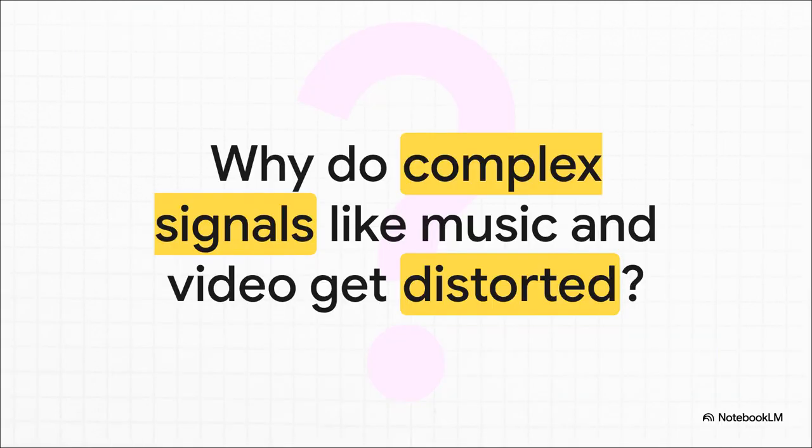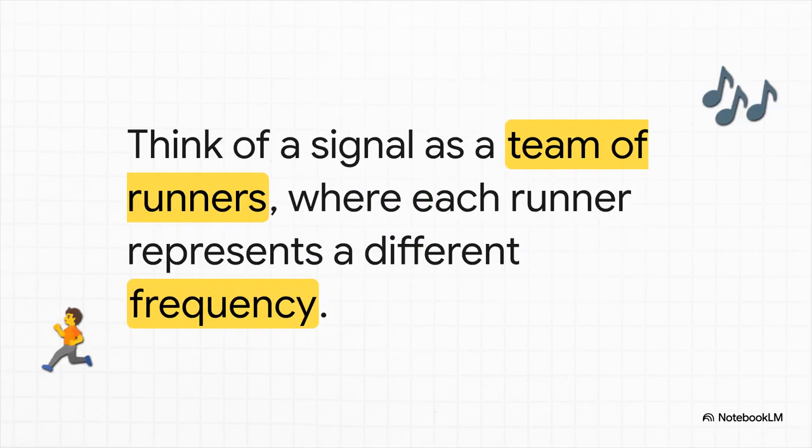So let's start with a really fundamental question. Why is it that a perfectly good signal, like a song or a video feed, can get all distorted and messy just by passing through a system like an amplifier or a cable? What's actually going wrong? All right, to really get our heads around this, let's use an analogy.